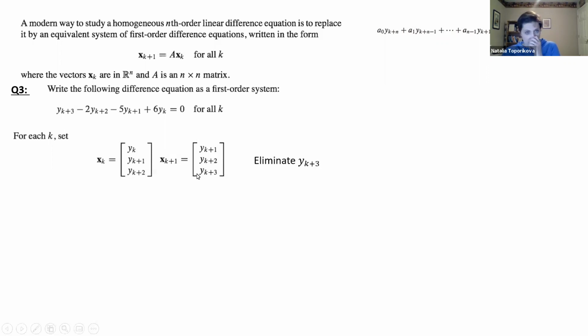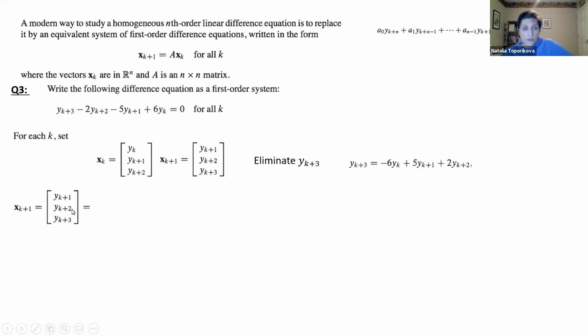Now the idea is to express our y k plus 3 through all previous indexes of k using our linear difference equation. So we keep y k plus 3 on the left side, and all the rest of the terms will go to the right side. Obviously, the sign will change. Now let's go back to our xk plus 1, and write down our y k plus 3 in terms of these three other terms.